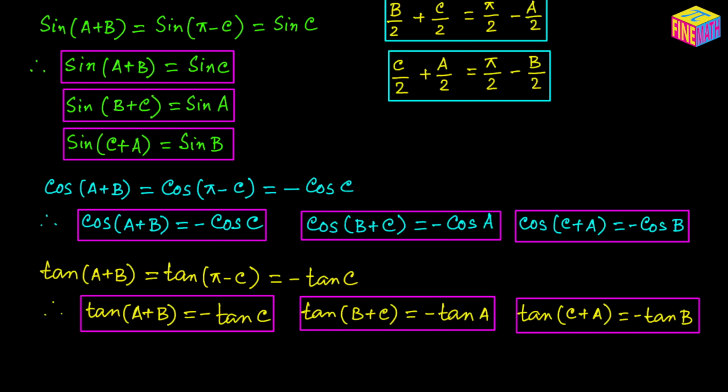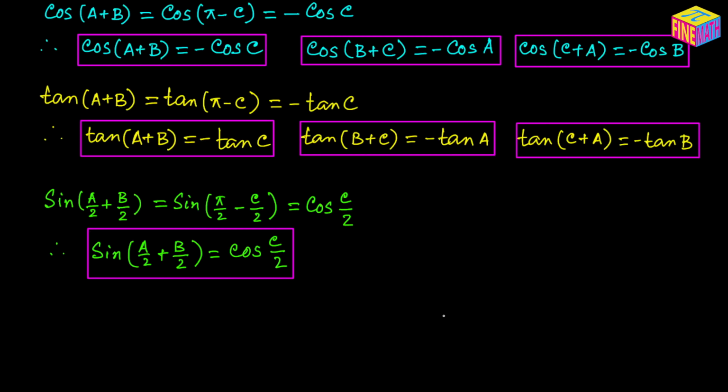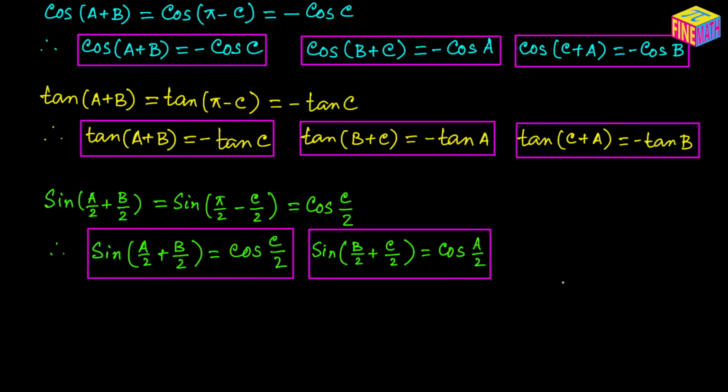Next, we are going to see what is the value of sine of (A over 2 plus B over 2). A over 2 plus B over 2 can be written as pi over 2 minus C over 2, and this is going to be the complementary ratio of the original angle, so this should be cosine of C over 2. Therefore, we can say that sine of (A over 2 plus B over 2) is equal to cosine of C over 2. And similarly, we can prove that sine of (B over 2 plus C over 2) will be equal to cosine of A over 2. And similarly, we can also prove that sine of (C over 2 plus A over 2) will be equal to cosine of B over 2.